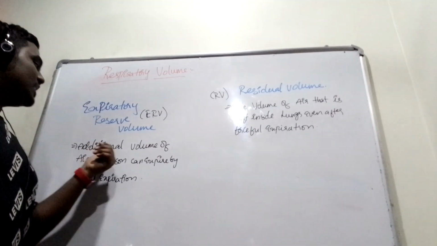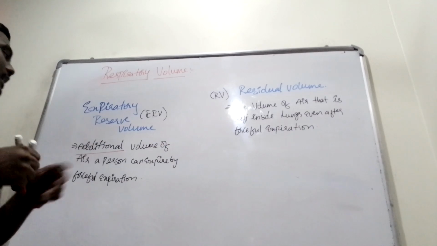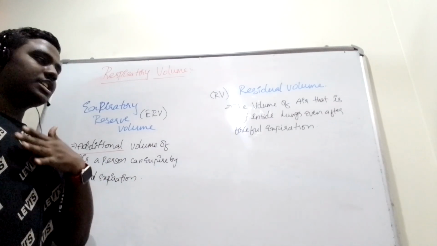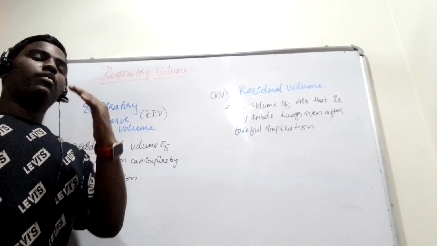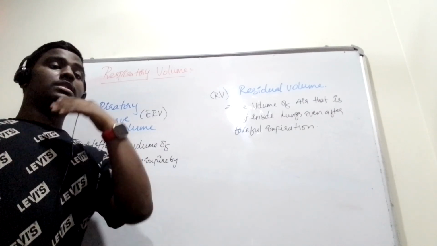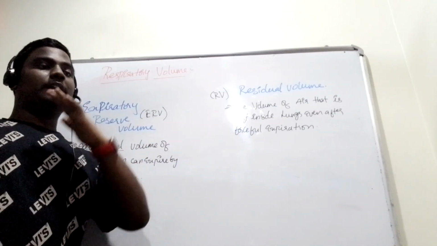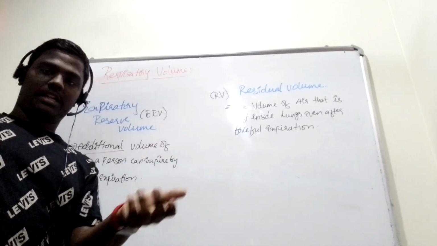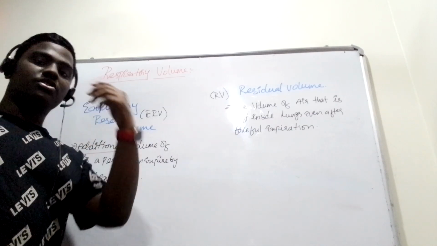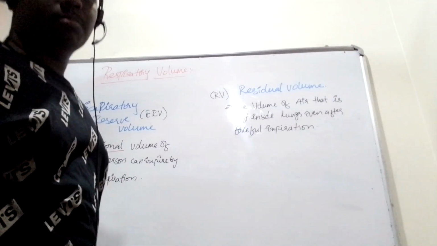ERV is exactly opposite to IRV, that is inspiratory reserve volume. Here ERV is additional. Again the keyword here is additional. Additional volume of air a person can expire. There it was inspire, here it is expire. Now normal expiration is different, forceful expiration is different. Normal expiration and inspiration is what? Tidal volume. Forceful expiration: the extra amount of volume, in addition to the normal volume that we release in expiration, is nothing but the expiratory reserve volume.